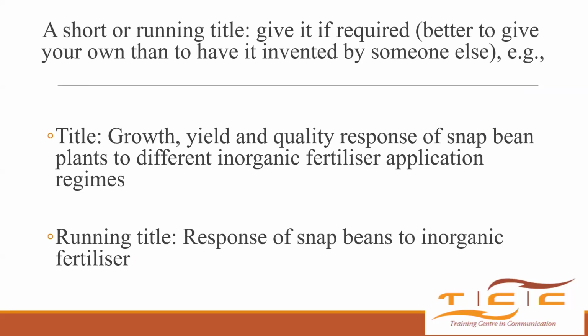Imagine now you are told to give a summary of that paper again, of that title again. That is where you need to give what they are calling the running title. So in this case, the title here is Growth, Yield, and Quality Response of Snap Bean Plants to Different Inorganic Fertilizer Application Mediums. The running title is Response of Snap Beans to Inorganic Fertilizer. So it reads almost like the first one, but it's a summarized version.